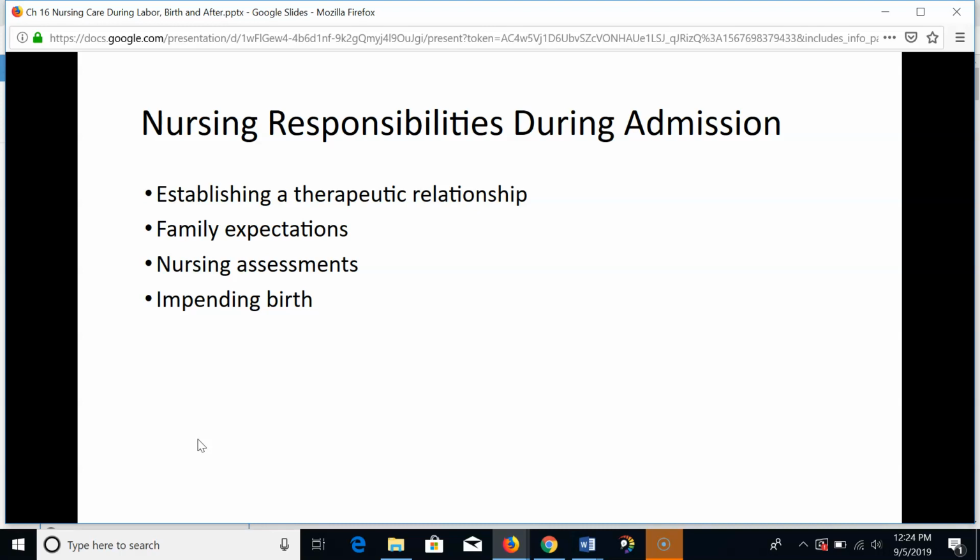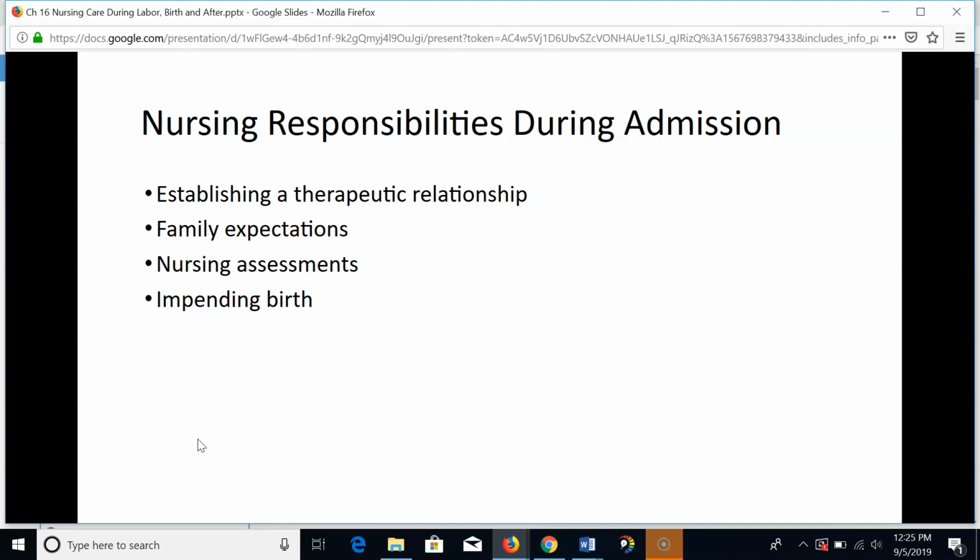Depending on if you think she's going to deliver soon, it may be appropriate to do a vaginal check on her at this time to determine dilatation, effacement, and station. If she has vaginal bleeding, you will notify the provider and they would do the vaginal check. You will check mom's vital signs.